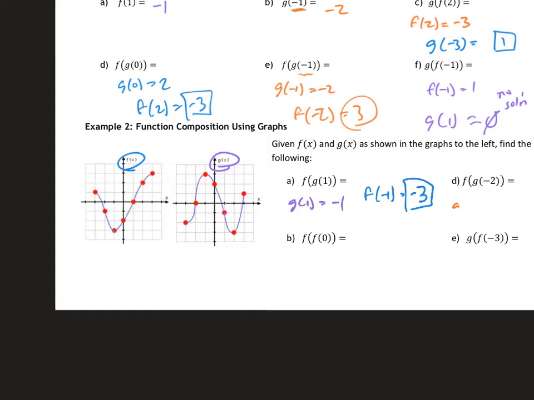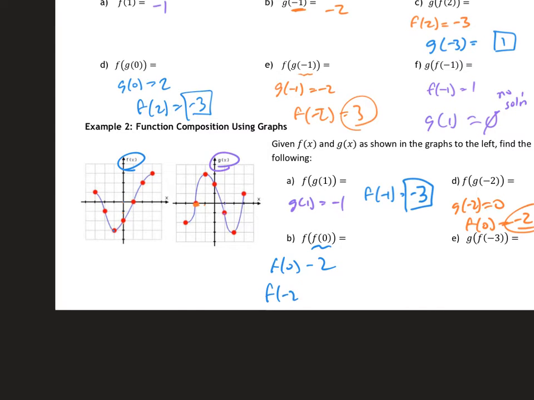So g of -2. So I'm going to look here, -2 on x. So g is 0. So let's find f of 0 now. 0, f is -2. So we're working our way inside out, trying to get our solutions. So this one, I got f of 0. So f of 0 is -2, because when my x is 0, my y is -2.